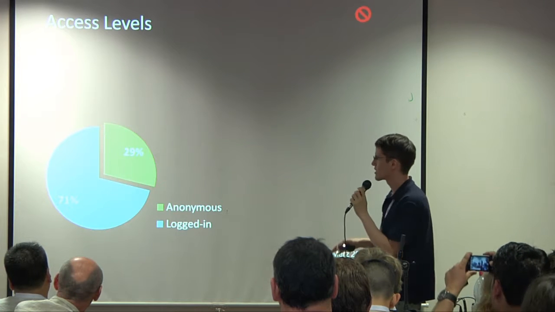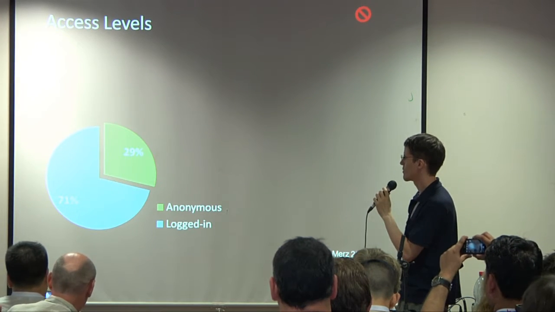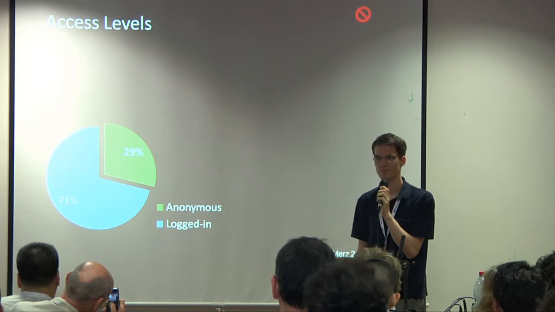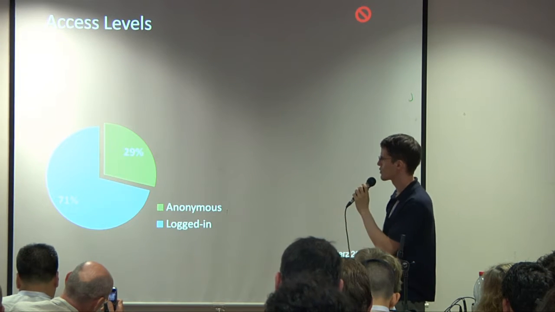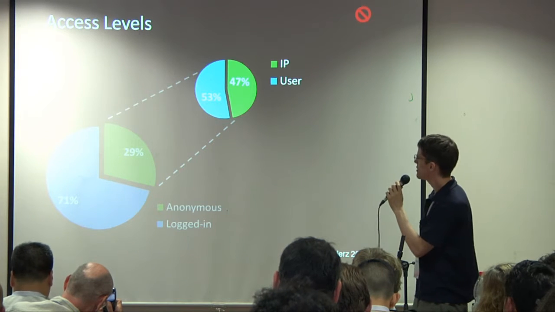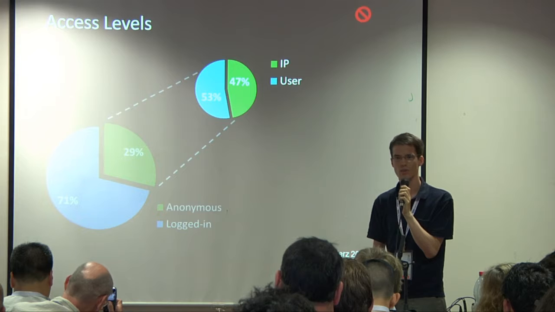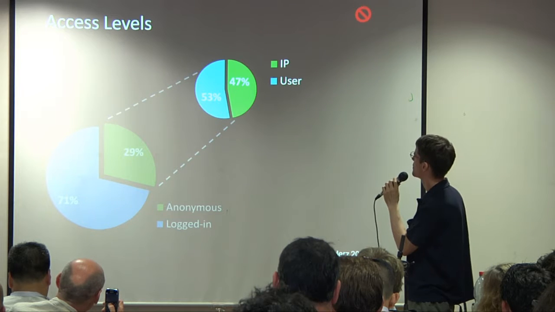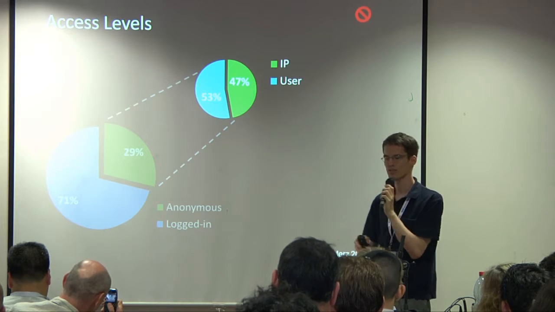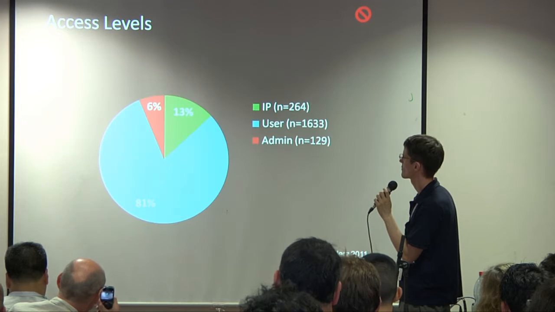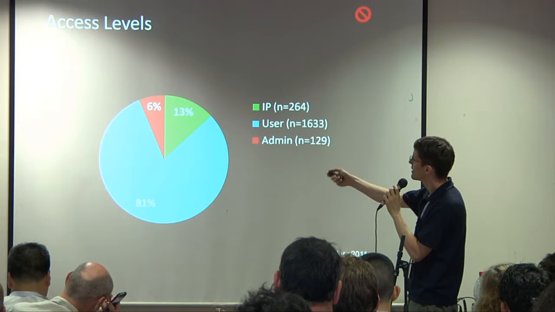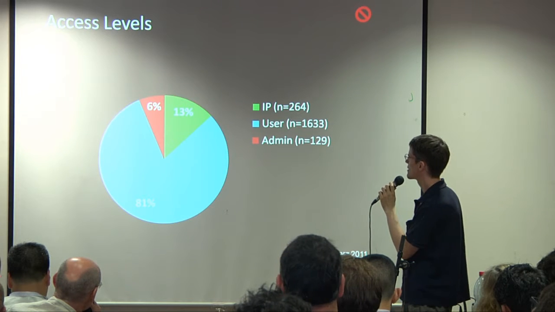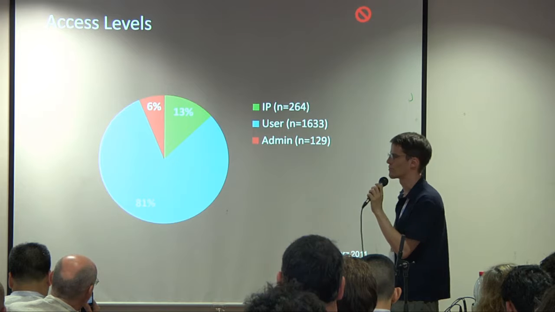If you look at access levels within the sample, 70% of the users were logged in and 29% of the users were anonymous, so not logged in. But if you have a closer look at these 30% of anonymous users, you see that more than half of them actually do have a user account, but were just not using it at that particular moment in time. Only a little less than half of them were actually users that did not have user accounts. I'll call them IPs. In sum, this gives us about 80% of users within the sample, 13% of IPs, and 6% of admins, just to describe the sample.